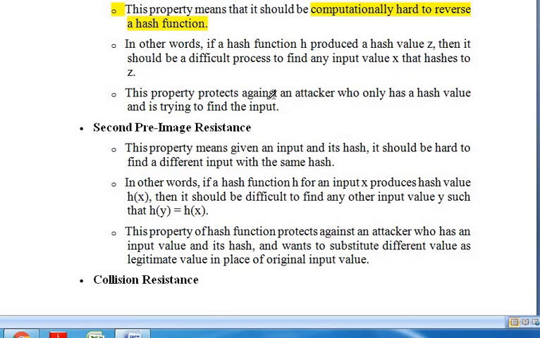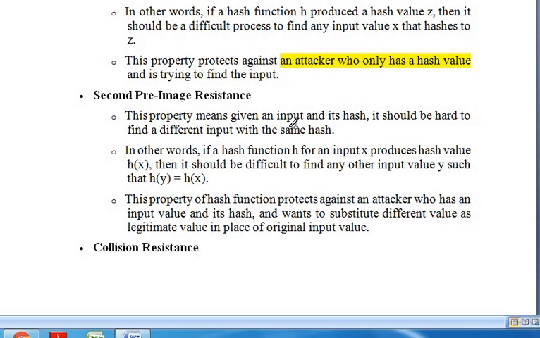Okay, so the attacker finds it difficult to predict the input. Second, pre-image resistance: it is hard to find a different input with the same hash. By knowing a hash value, it is very difficult to find what the input is. So if you know the input, you cannot predict the hash value. If you know the hash value, you cannot predict the input. That is the important property behind the hash functions.